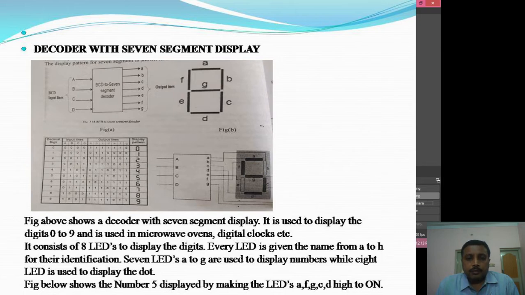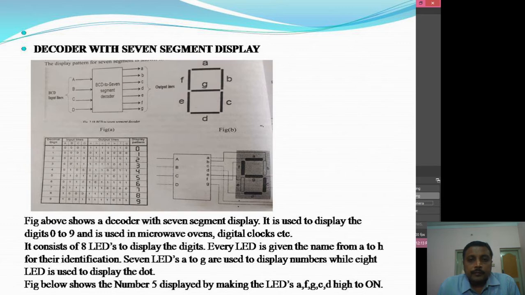As per the sketch above, the number 5 is displayed by making the LEDs A, F, G, C, D high, or on. Let me explain through the truth table. So you have a decimal digit, the inputs and the outputs.